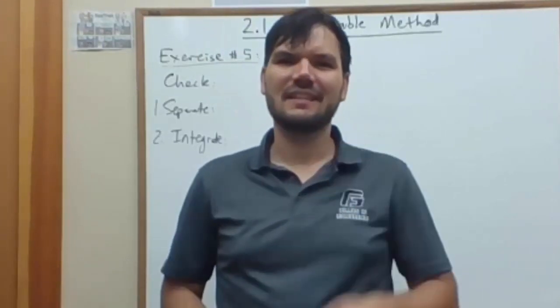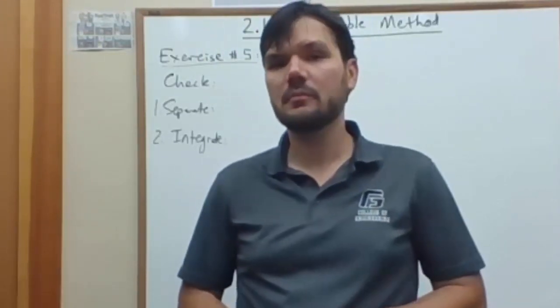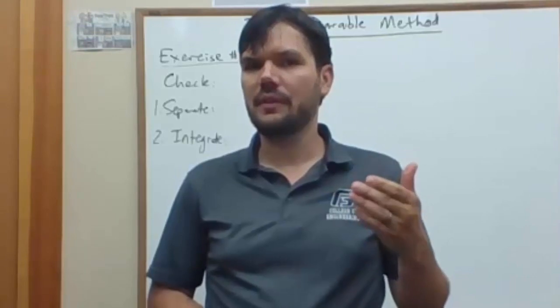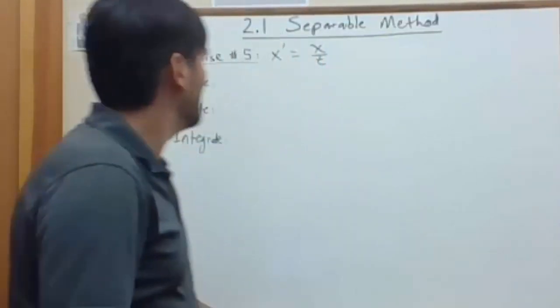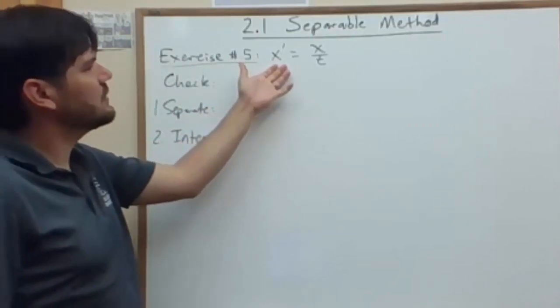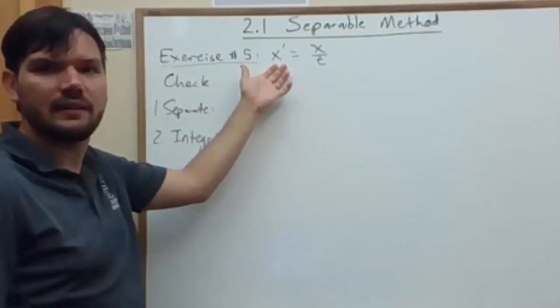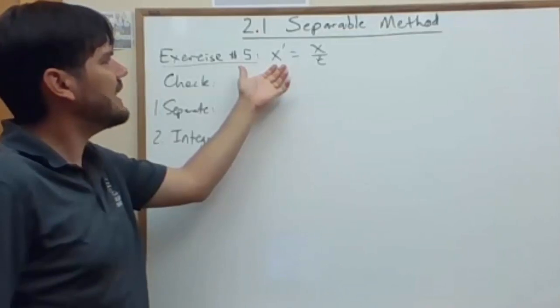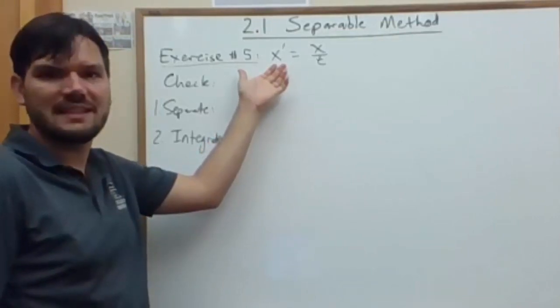Welcome back. Now we're going to do an example problem from section 2.1 with the separable method. We'll start with exercise number 5, where we're trying to determine if we can, and then if we can, solve x prime equals x over t.